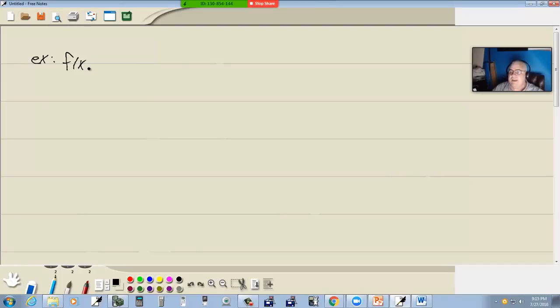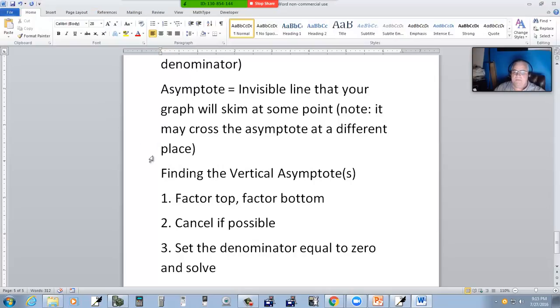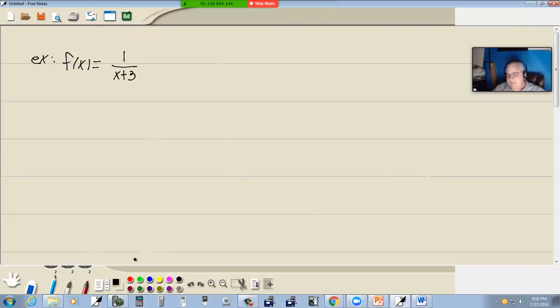Let's say we've got f of x is equal to 1 over x plus 3, and we want to find the vertical asymptote. Step 1, factor the top, factor the bottom. Nothing to factor. Step 2, cancel if possible. There's nothing to cancel. Step 3, set your denominator equal to 0. So set x plus 3 equal to 0 and solve it, and we get x is equal to -3.